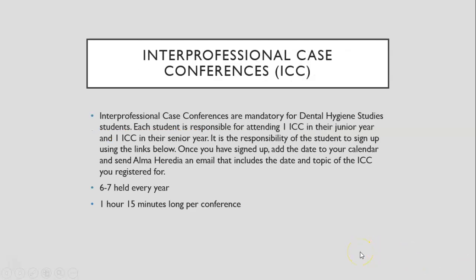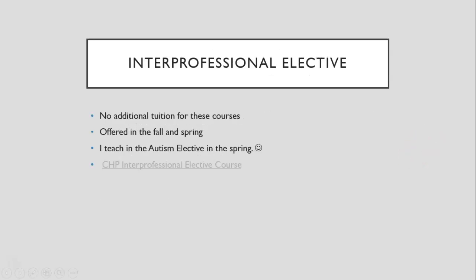So the ICCs, like I've mentioned a couple times, you will be required to take 1 ICC in your junior year and 1 ICC in your senior year. But you can take others in addition if you want to add those to your 4 experiences. There's 6 to 7 held each year. They're about 1 hour and 15 minutes long, and there is a list of them. I think actually on the website there's a list of them, or you can come to my office and I can show you the list as well. And Alma can help you sign up to ones your junior year and your senior year, and then possibly show you other ones that are available that you can take.